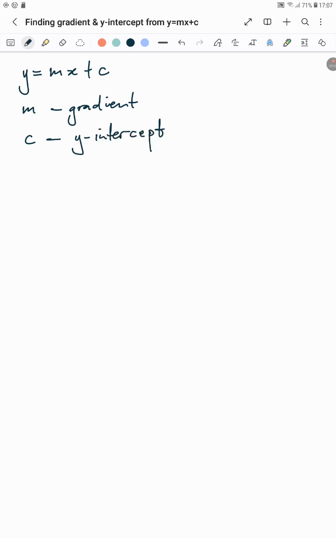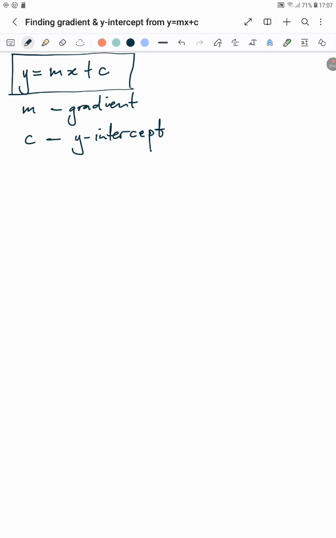Welcome to today's lesson. In today's lesson, we're going to be looking at finding gradient and y-intercept from the equation of a straight line. So this equation of a straight line is y is equal to mx plus c, and m is the gradient and c is the y-intercept.